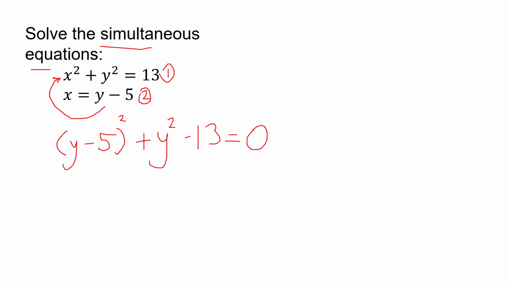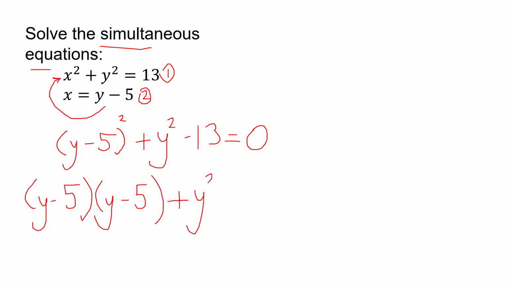So I'm going to expand these double brackets. I'm going to have y minus 5 times y minus 5, plus y squared, and then minus 13 is equal to 0. I'm now going to expand the double brackets using FOIL, or the arrow method, or the grid method.